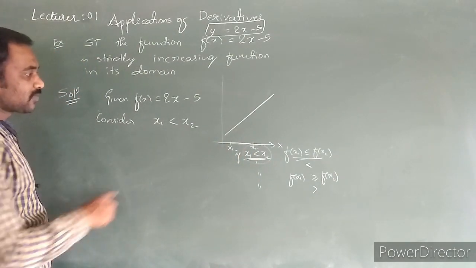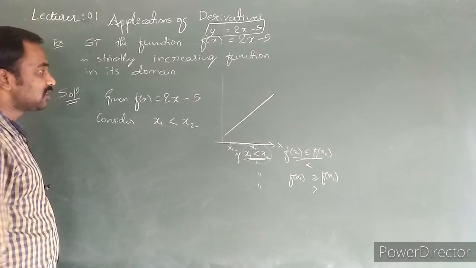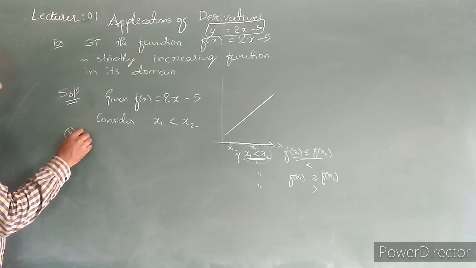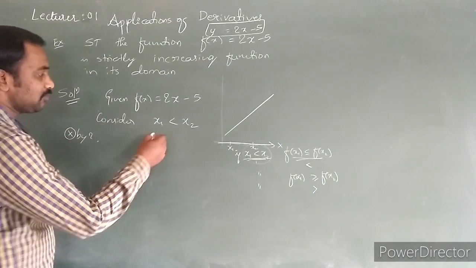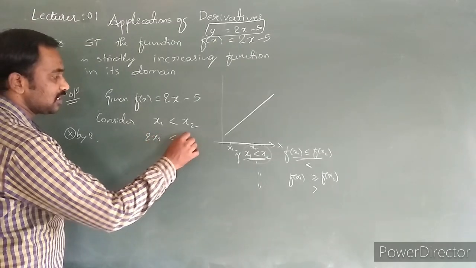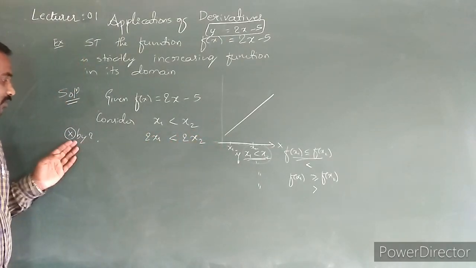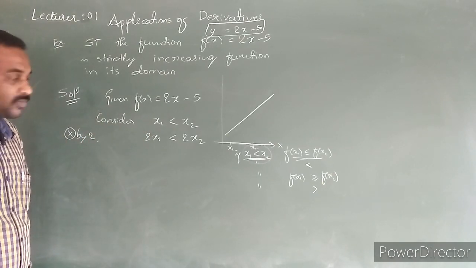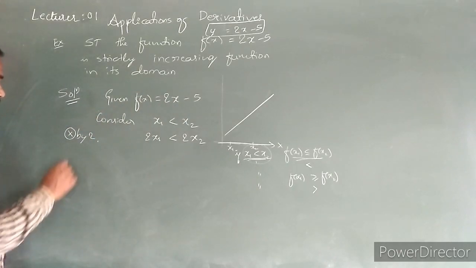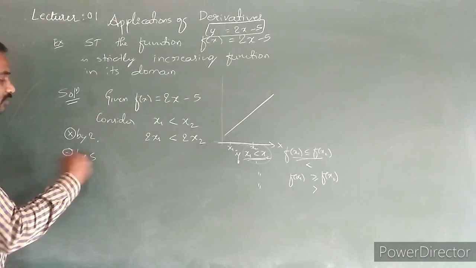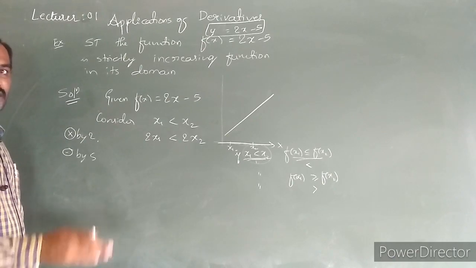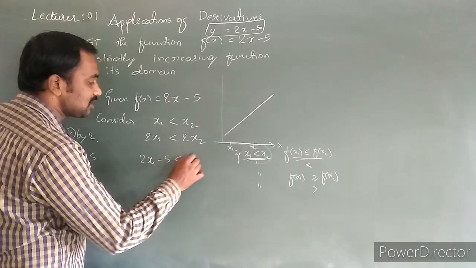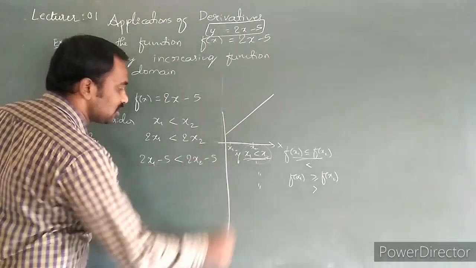What I do here: x1 is less than x2, and here we have 2x, so I multiply by 2 throughout this inequality. If you multiply, what happens? 2x1 is less than 2x2. After multiplying by a positive quantity, the inequality remains as it is. Next, subtracting 5 throughout, the inequality remains as it is. So 2x1 minus 5 is less than 2x2 minus 5.